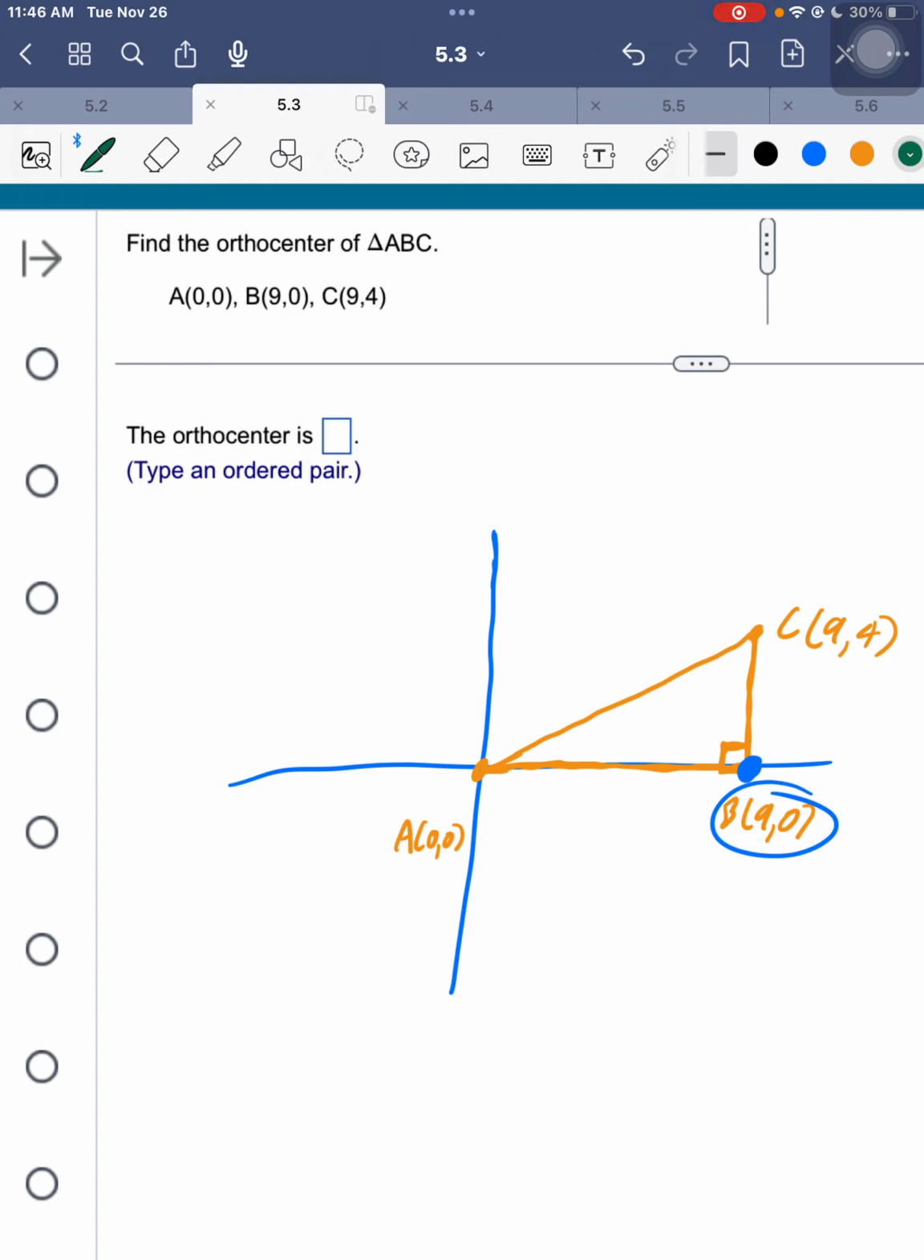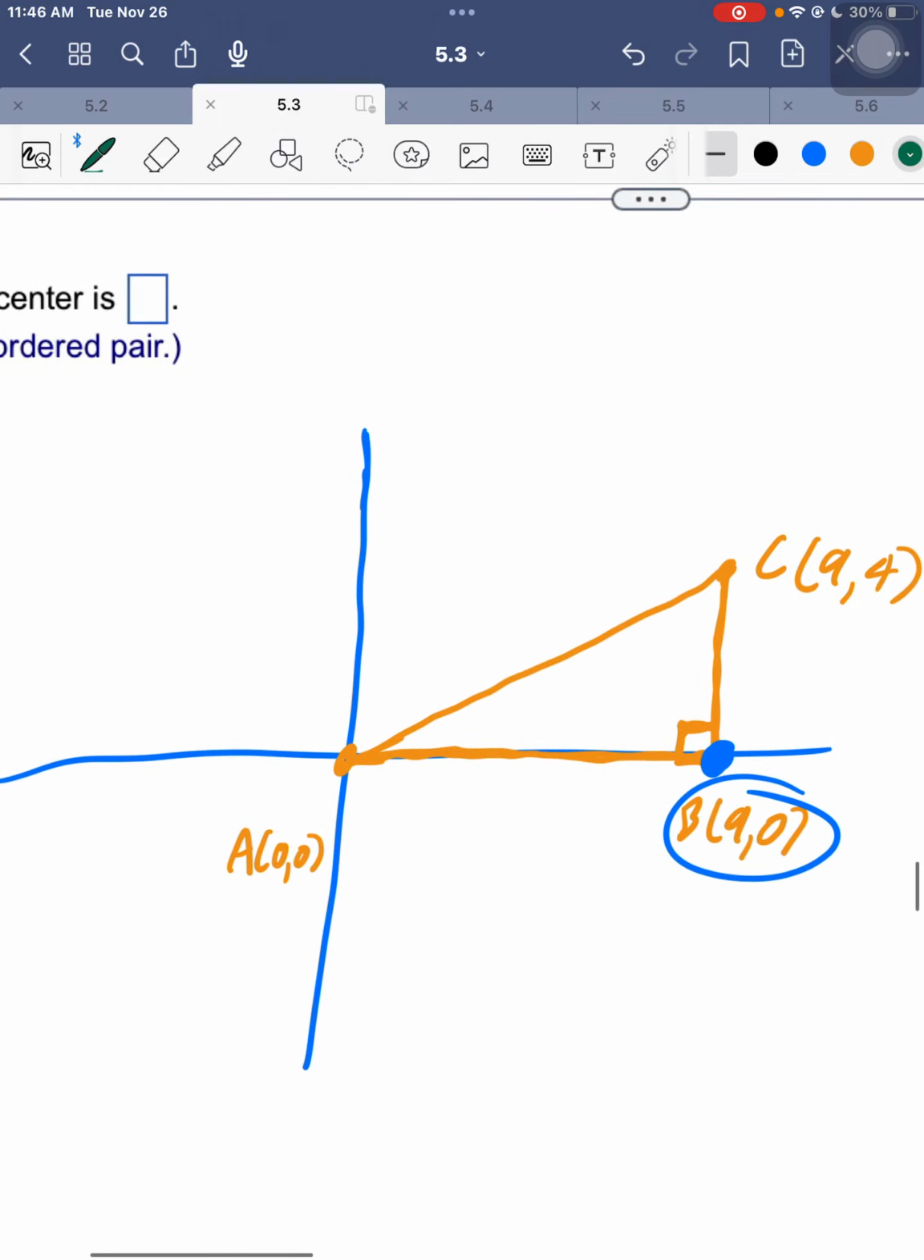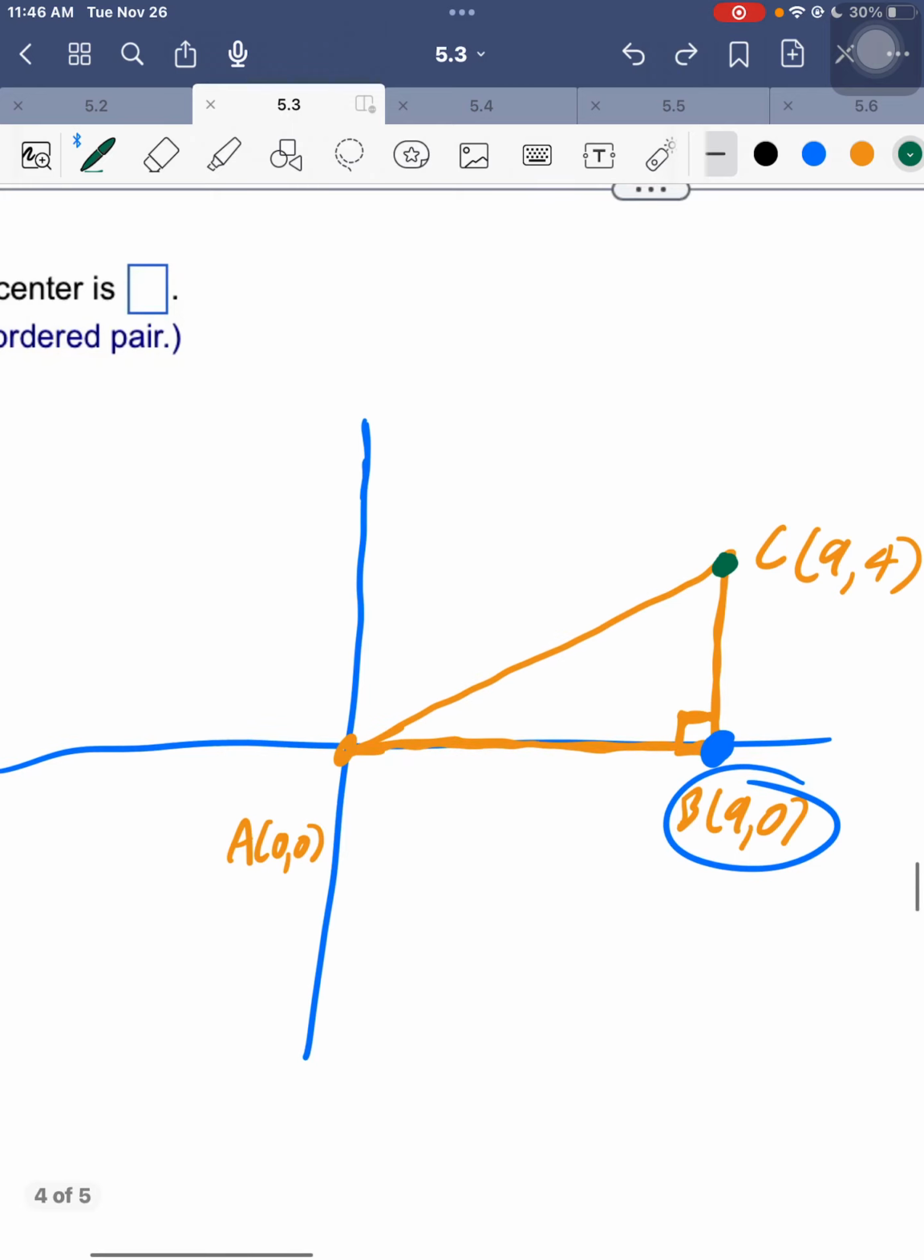Remember that altitudes start at a vertex and go to the opposite side at a 90 degree. Let's take a look at this C. Let's lock into the C right here. What is the opposite side of this C? Line segment AB, correct? What type of line segment is this? It's a horizontal. So how do I have to intersect the horizontal line to get a 90 degree like the altitude wants? I have to do a vertical line. So I have to go straight down, and that'll give me my right angle.